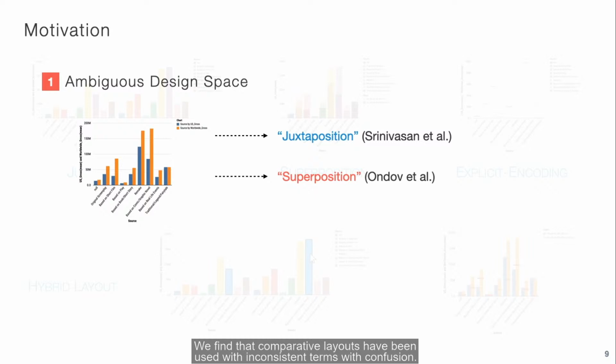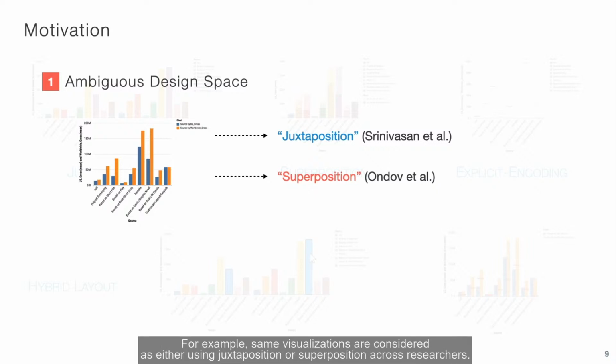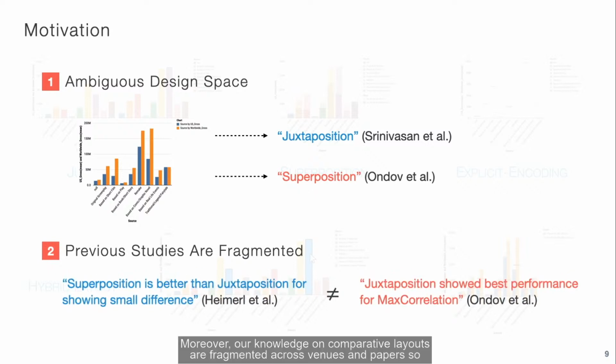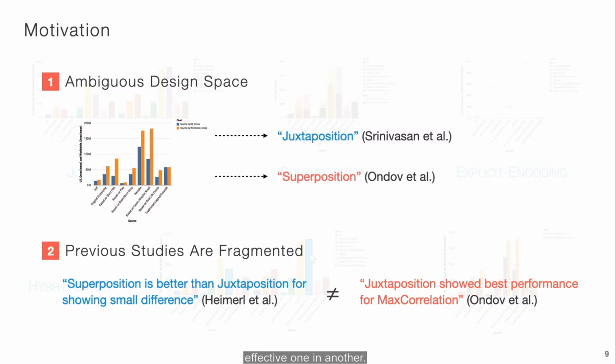We find that comparative layouts have been used with inconsistent terms and confusion. For example, the same visualizations are considered as either using juxtaposition or superposition across researchers. Moreover, our knowledge of comparative layout is fragmented across venues and papers, so that we even observe conflicting discussions. For example, juxtaposition is considered to be least effective for showing small differences in one paper, but it is said to be the most effective one in another.